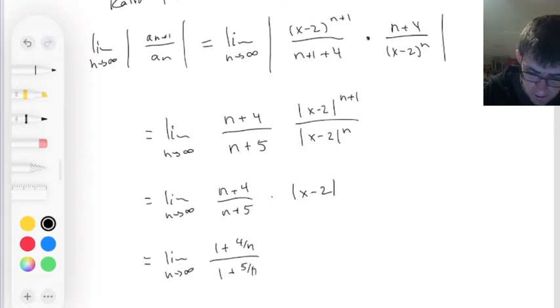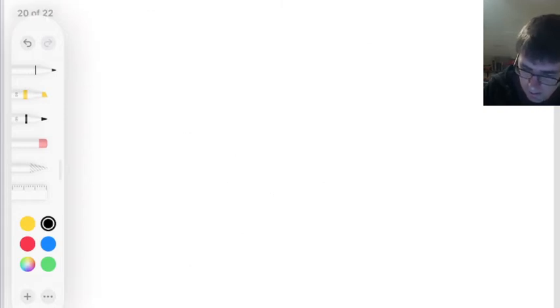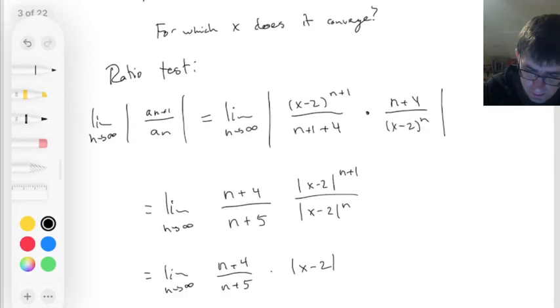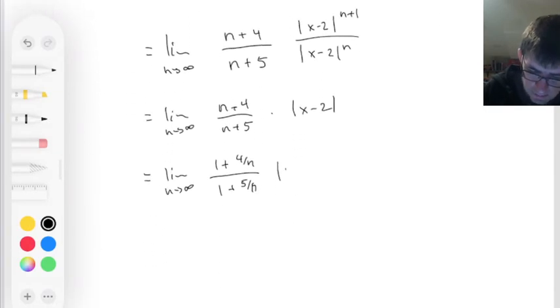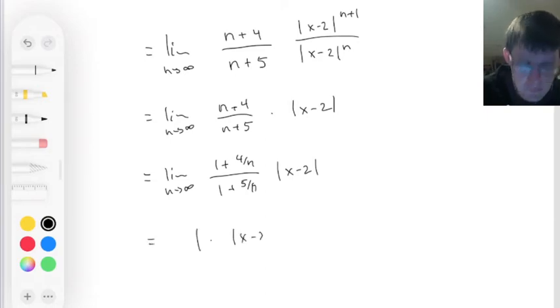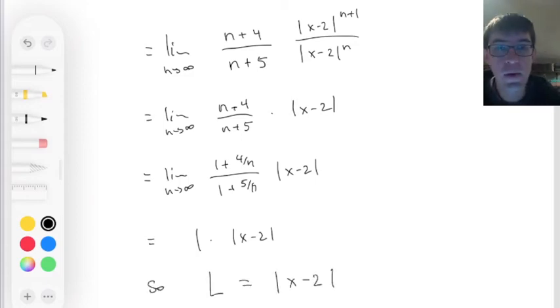And then when I take the limit there, I keep on jumping to the next page, sorry. When I take the limit there, that fraction part, its limit is just 1. So it's just 1 times absolute value x minus 2. All right, so in conclusion, the L is absolute value x minus 2, right?